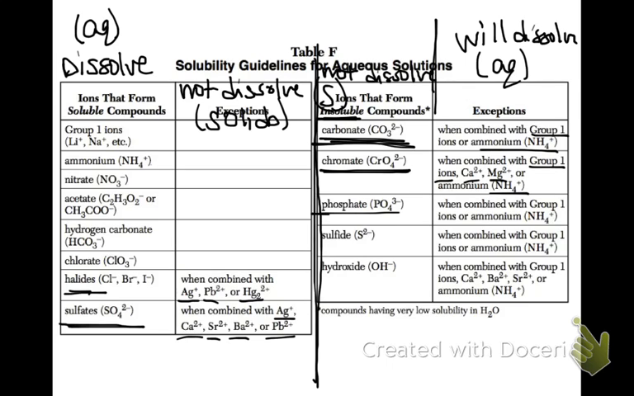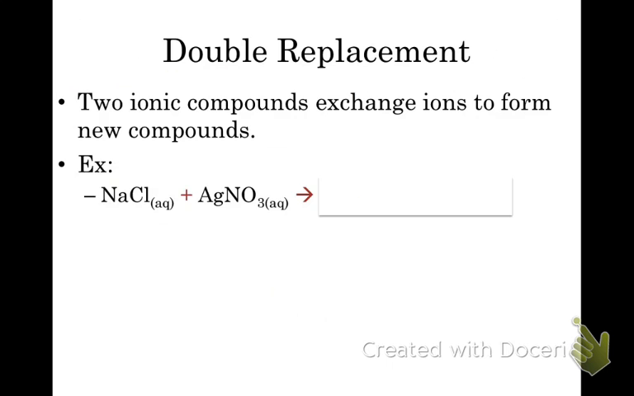Phosphate will not dissolve unless it's combined with a group 1 or ammonium. Sulfide will not dissolve unless it's combined with a group 1 or ammonium, so kind of the same thing there. And hydroxide will not dissolve unless it's formed with a group 1, calcium, barium, strontium, or ammonium. So Table F, this is what we use in order to figure out what will dissolve versus what won't dissolve, and what forms these double replacement reactions.